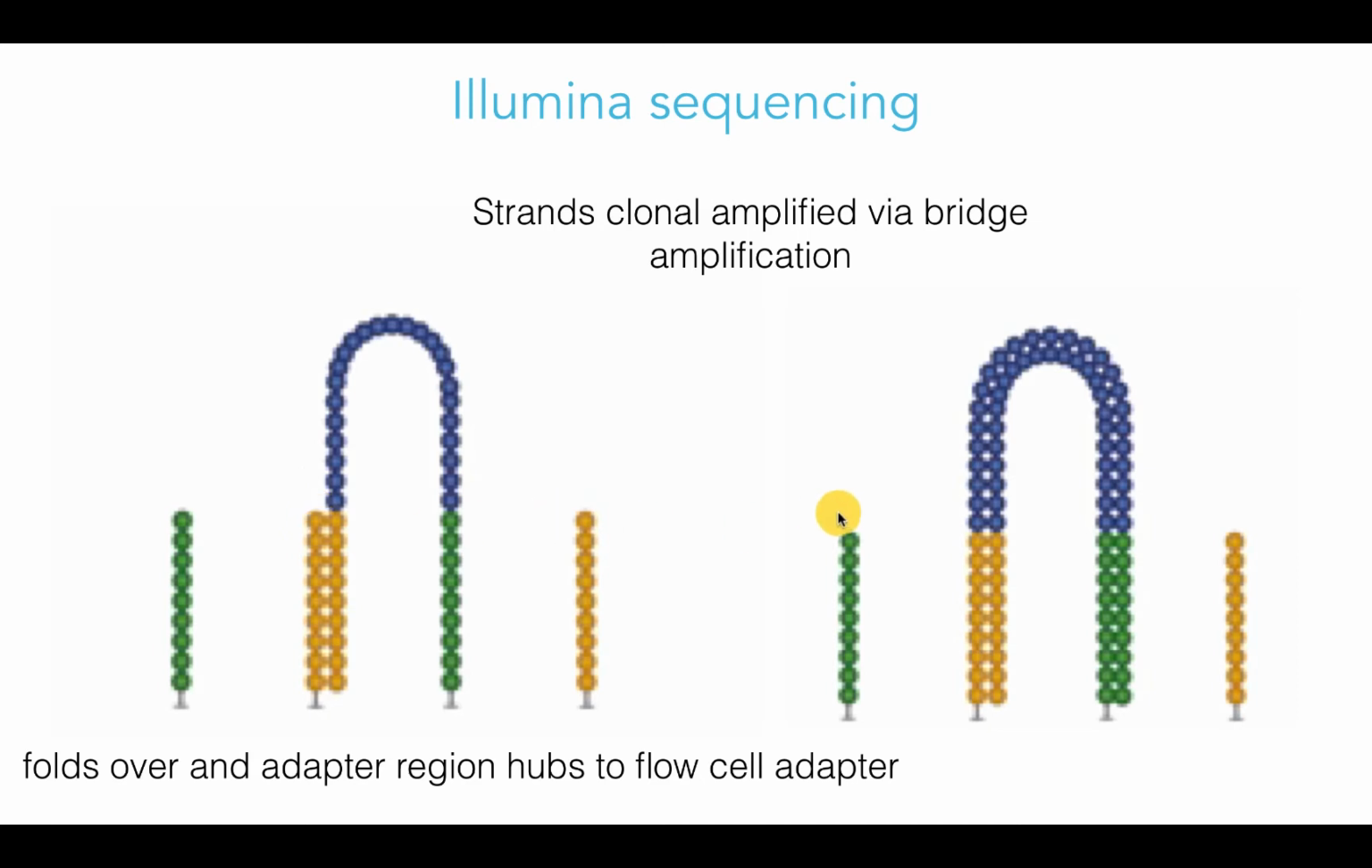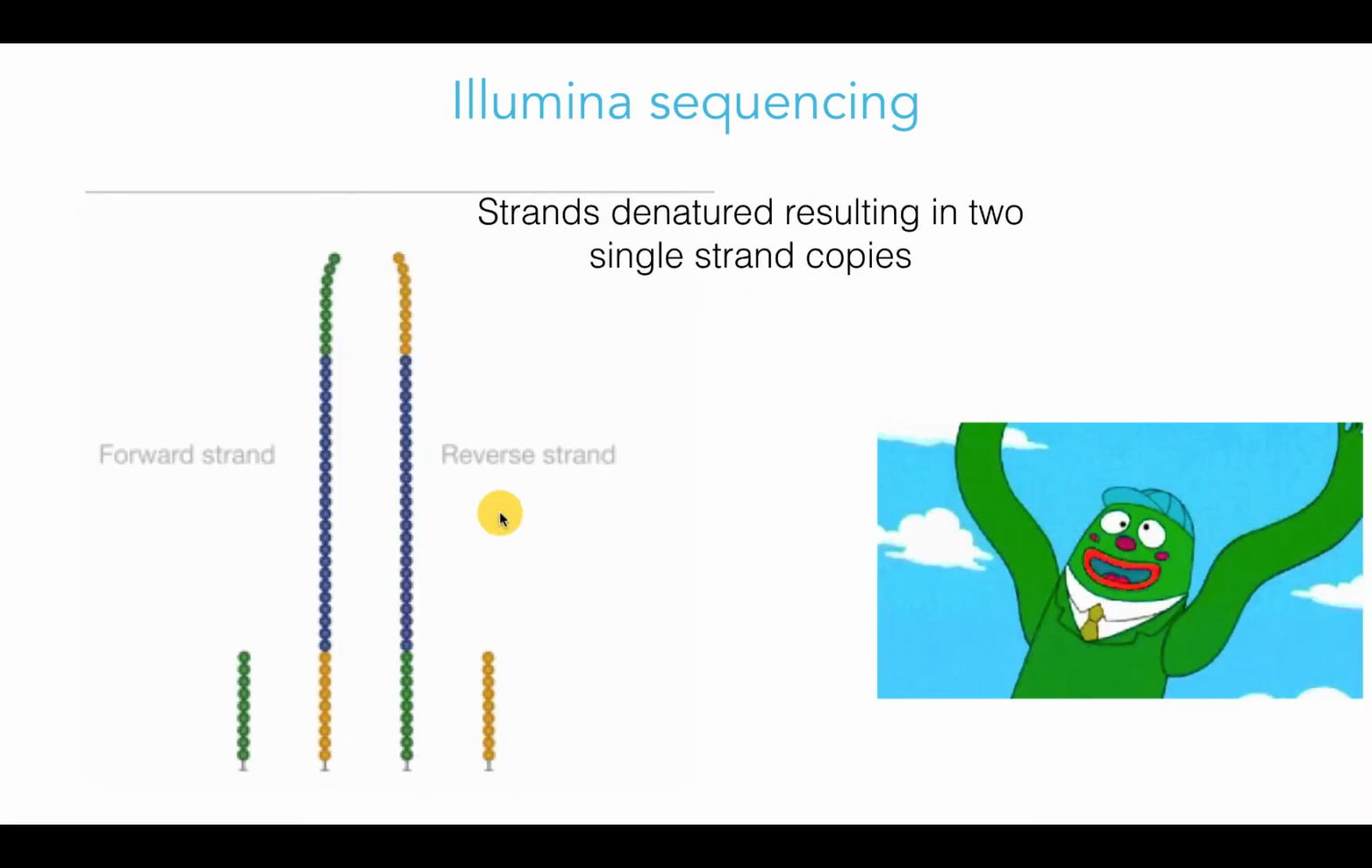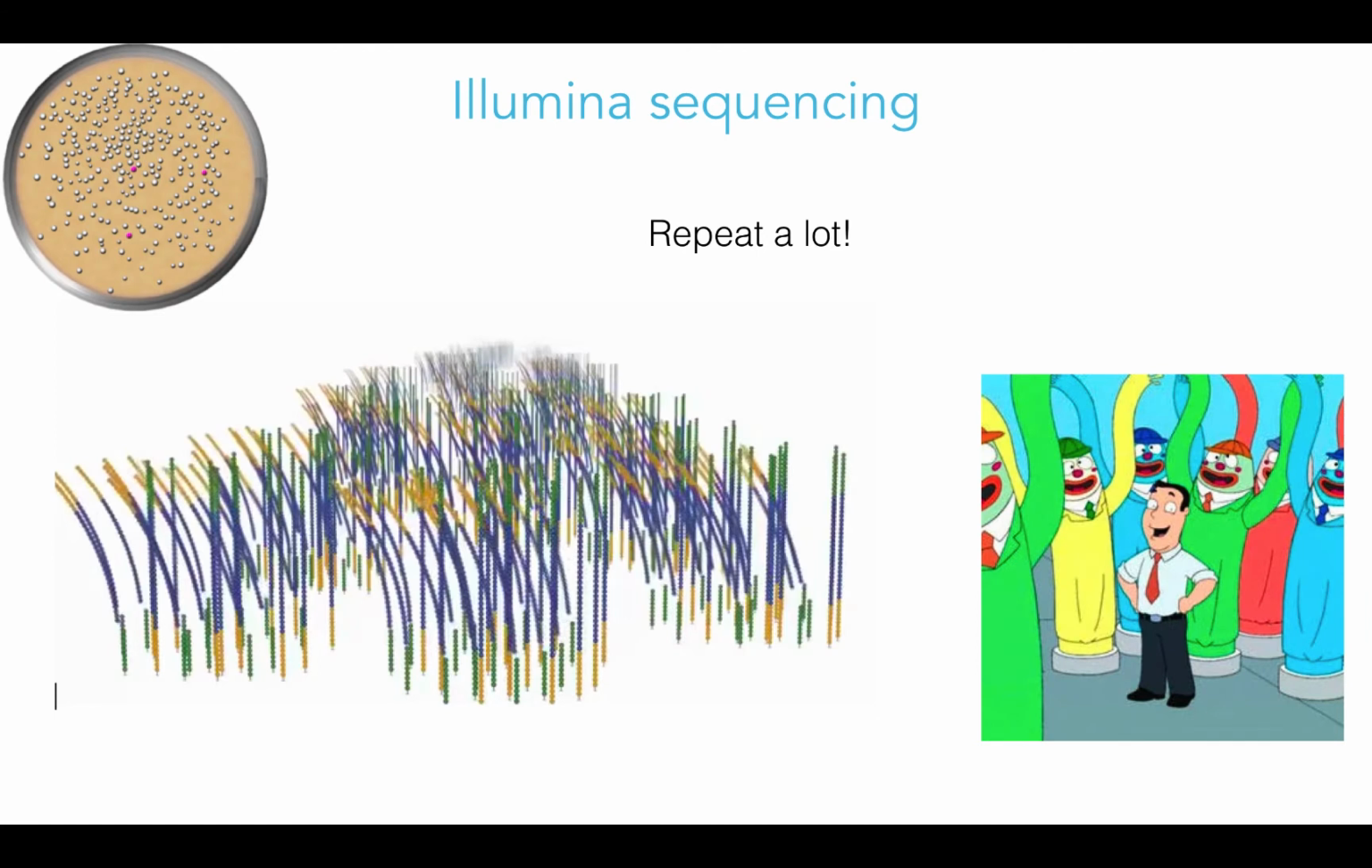Now this bridge undergoes an extension phase and adds on all these nucleotides to make it double-stranded again. And then you repeat by denaturing the two strands, and they go boing, and they pop straight up. And now you have gone from one copy of that sequence to two copies. And if you repeat this many, many times, you end up with thousands of copies.